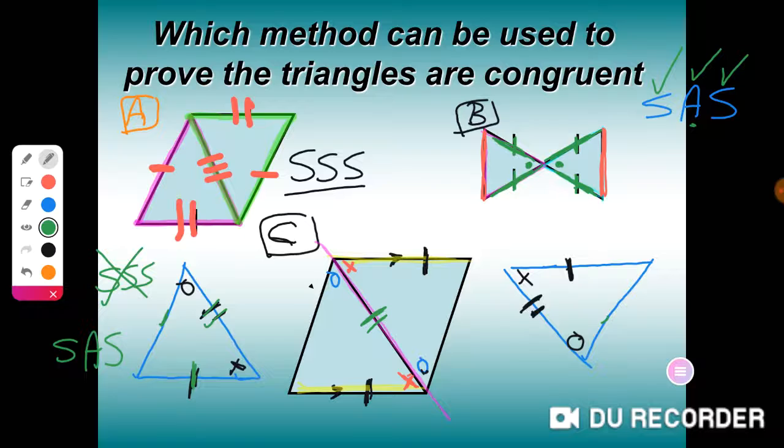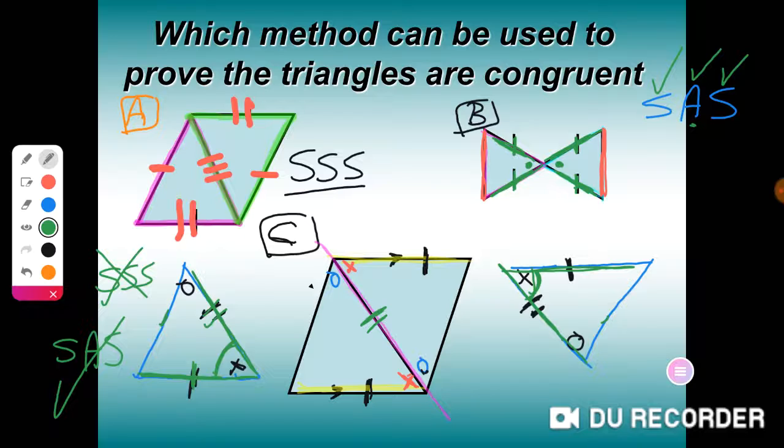I have one side congruent to one side, and the second side congruent to the second side right here. And I have the included angle between these two sides congruent to the included angle between the other sides. So actually side angle side helps, and these two triangles are congruent by the side angle side theorem.